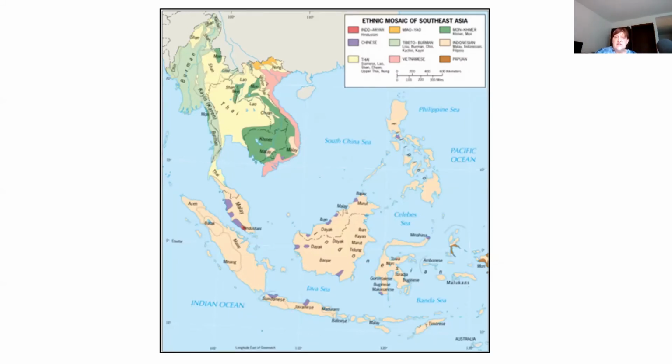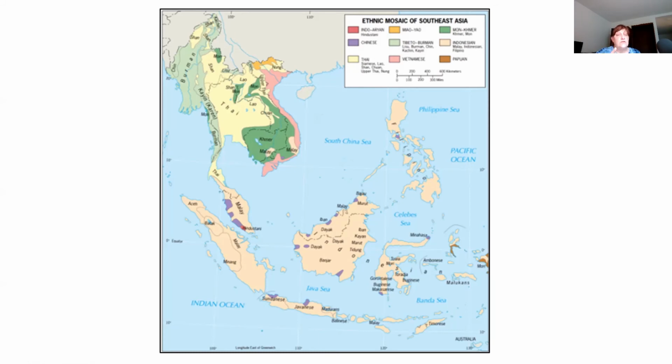All right. So this is the ethnic mosaic of Southeast Asia. And you can see where you have the Thai and the Indonesian. You can see the crossover that you have on the mainland peninsula. This is also very general because the finer detail you get, the more there are.